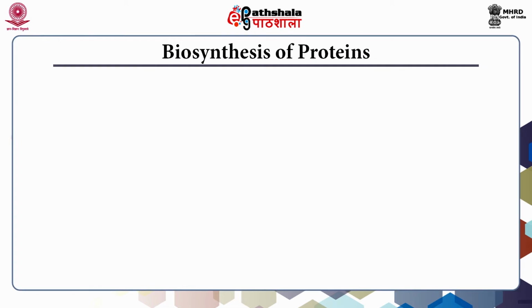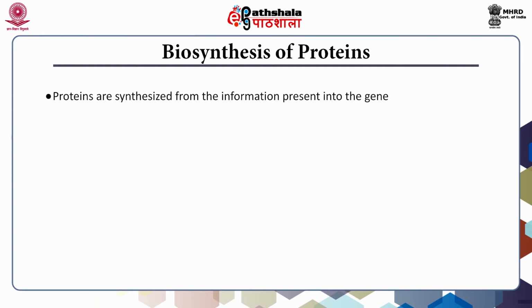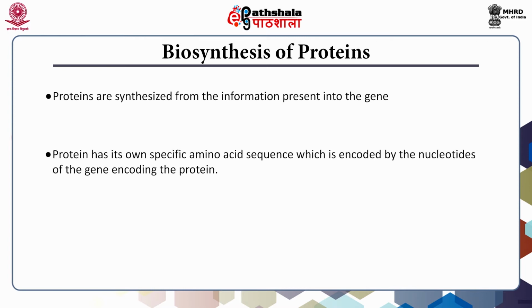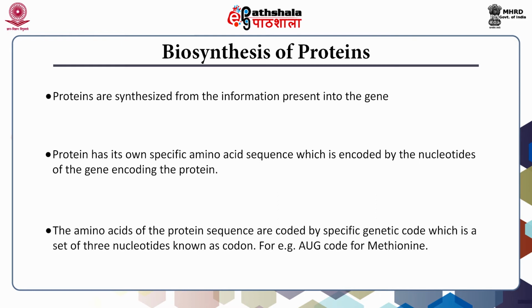Biosynthesis of proteins. Proteins are synthesized from the information present on the gene. It has its own specific amino acid sequence which is encoded by the nucleotides of the gene encoding the protein. The amino acids of the protein sequence are coded by a specific genetic code, which is a set of 3 nucleotides known as a codon. For example, AUG codes for methionine.